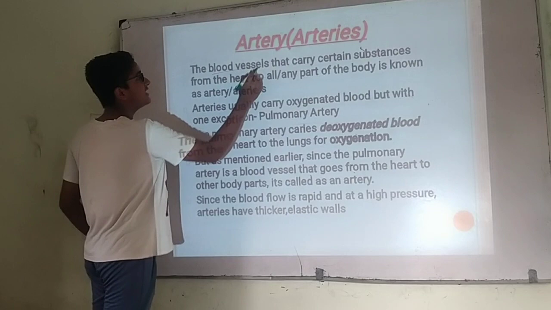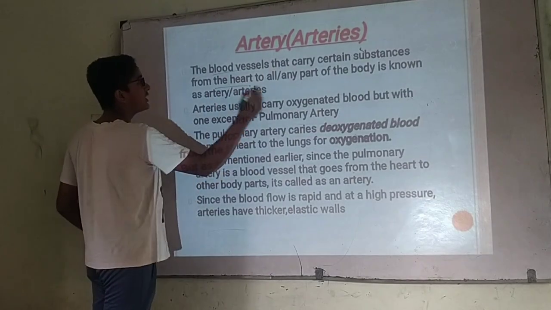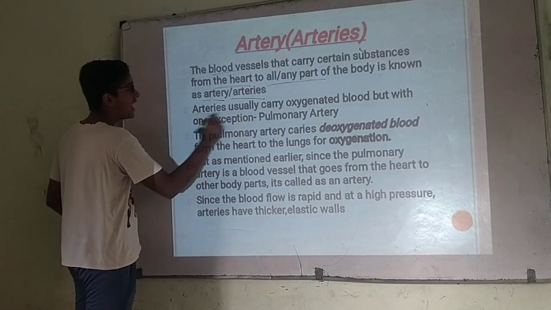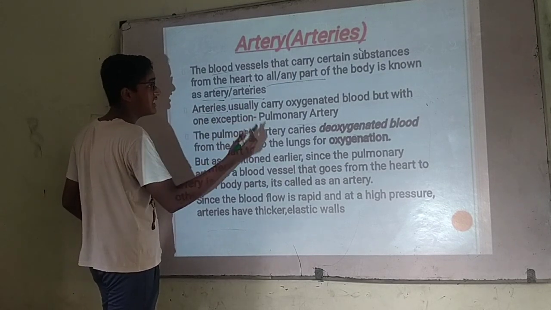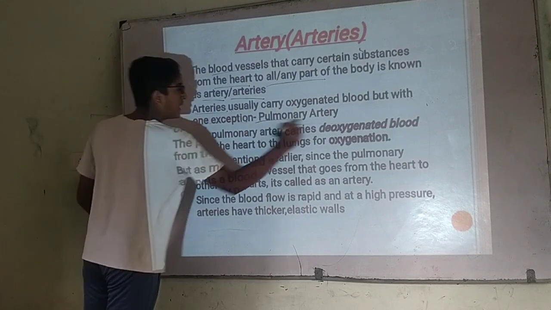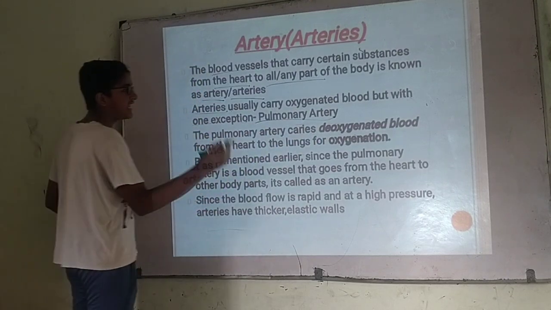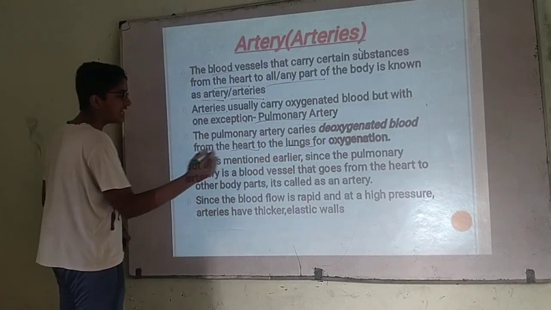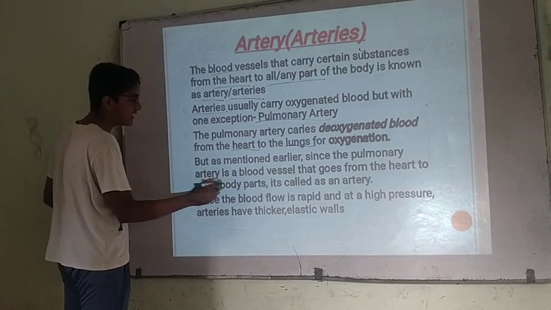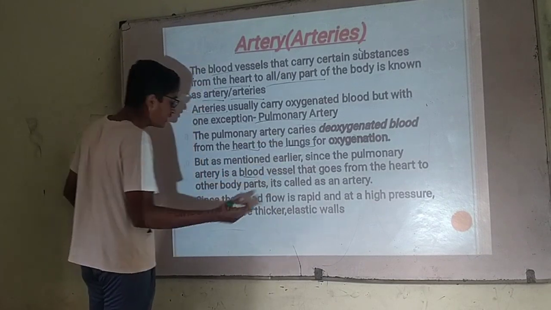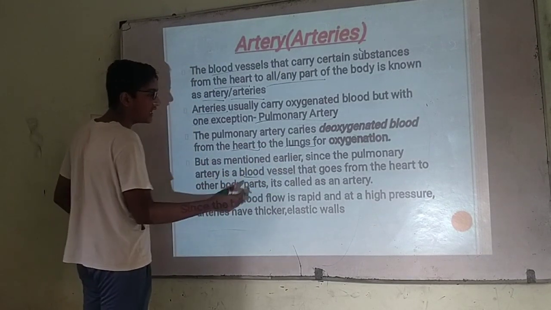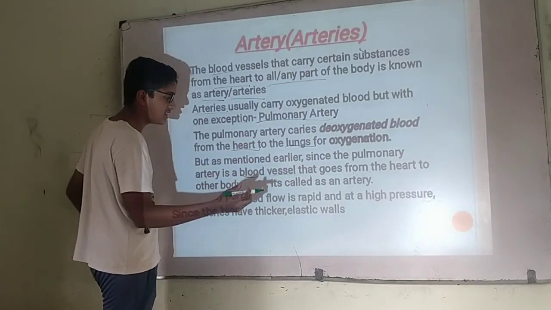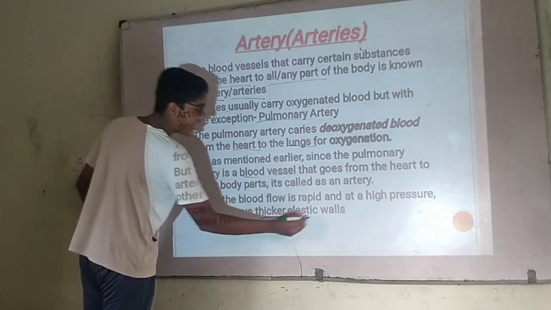Artery. The blood vessels that carry substances from the heart to any body part are known as arteries. Arteries usually carry oxygenated blood, but with one exception, the pulmonary artery. The pulmonary artery carries deoxygenated blood from the heart to the lungs for oxygenation. But since the pulmonary artery is a blood vessel that goes from the heart to other body parts, it's called an artery and not a vein. Since the blood flow is rapid and at a high pressure, arteries have thicker and elastic walls.